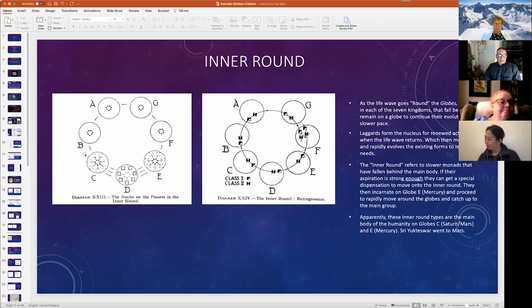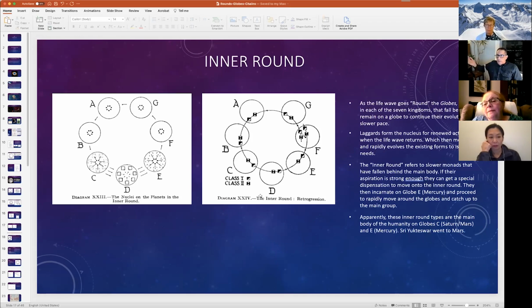The laggards that are left behind on each globe, they form the nucleus of a life wave. And then the inner round refers to monads that fall behind. If they have that strong aspiration, they can get this special dispensation. And they can try to run around and catch up with us here. So this was showing that they fell behind on this globe, and they could get a dispensation and race around and try to catch up with the group on its next round and move into a slower class of monad.